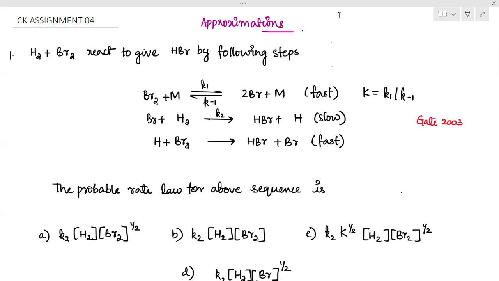First question is, hydrogen plus Br2 react to give HBr by the following steps. They have given 3 steps, and in all the 3 steps, they have mentioned which steps are fast and which is slow, and they have also written that the equilibrium constant is equal to K1 by K inverse. You have to write the probable rate law for the above sequence. Okay, so the first thing that we should know is the rate determining step is always the slowest step. The rate determining step is always the slowest step.